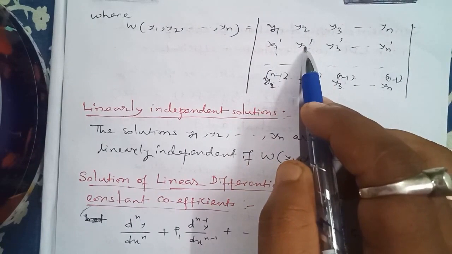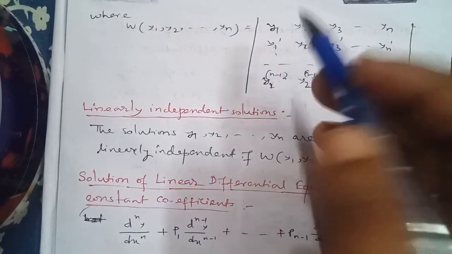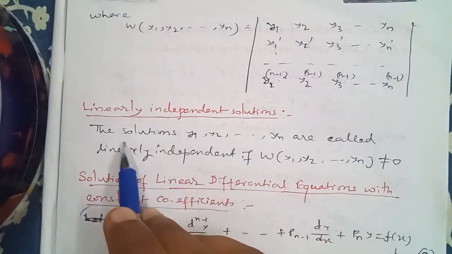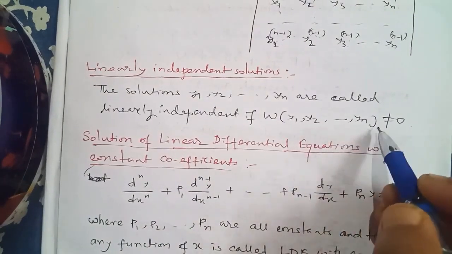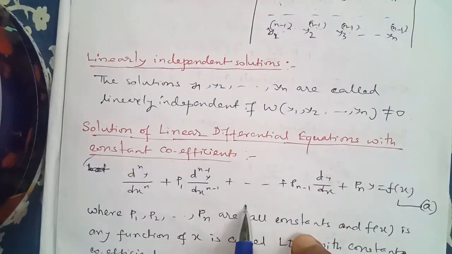Linearly independent solutions: the solutions y1, y2, ... yn are called linearly independent if the Wronskian of y1, y2, ... yn is not equal to 0. Okay, now what will we see?